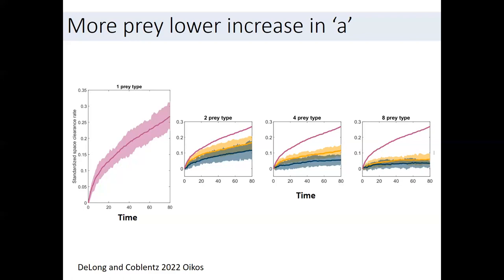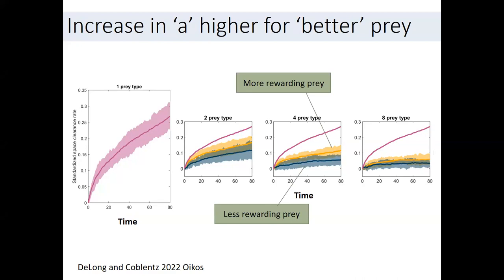The yellow and the blue are... I pulled out, identified the most rewarding prey in my set at that simulation and the least rewarding. And I did that by taking the classical optimal foraging ratio of their energy gain, basically how much energy you can get out of that prey over the handling time, how long it takes to process that. So, classic expression of net energy gain for any particular prey.